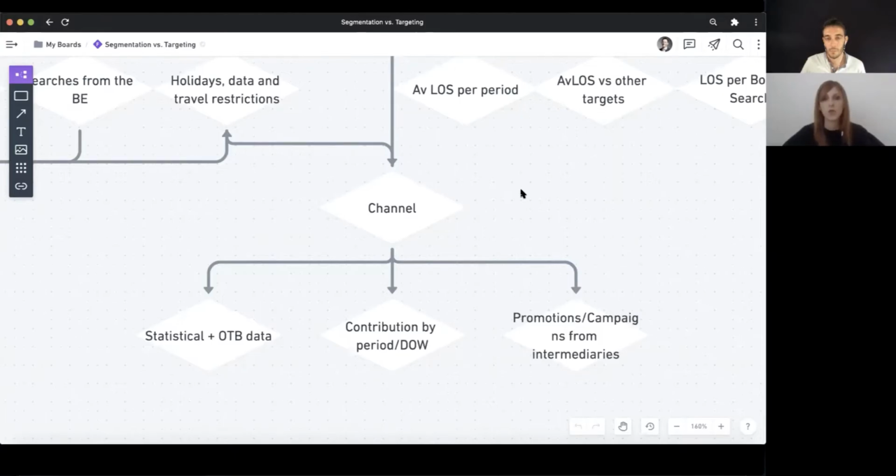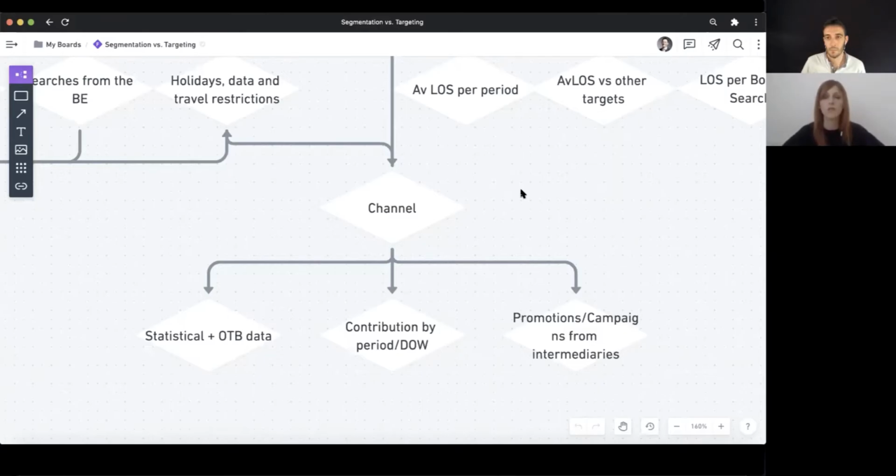On the channel distribution, it's important to understand, besides the channel that they're booking from, also the contribution per period and day of the week. As I said before, holidays and travel patterns might change. So this might change also based on the distribution channel. You might have some channels that tend to have short-term bookings compared to other channels where, for example, your bookings tend to arrive quite more in advance.